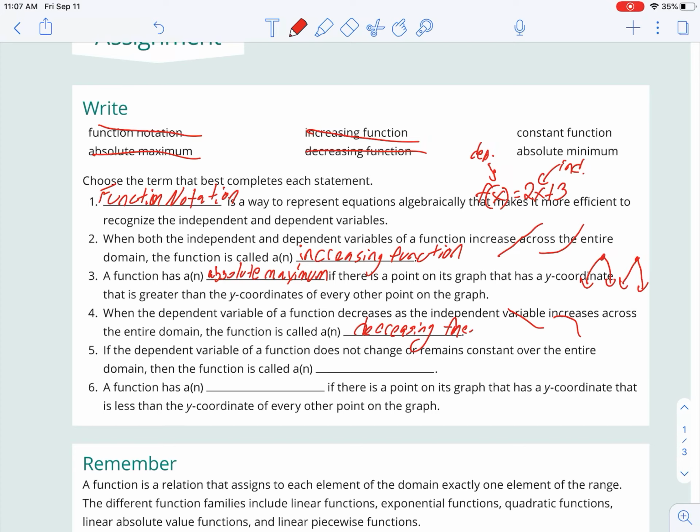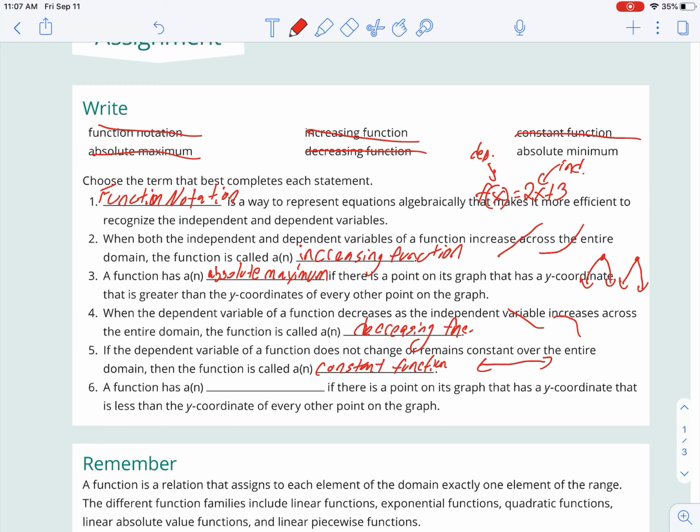Number five, if the dependent variable of a function does not change or remains constant over the entire domain, that is what we call a constant function. And what that means then is you are looking at a horizontal. Okay, that's a constant function.